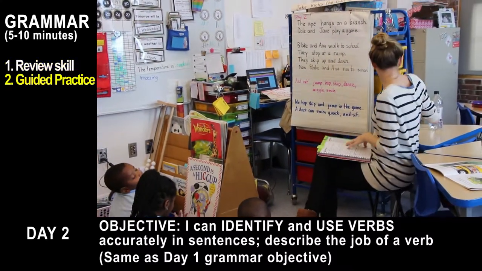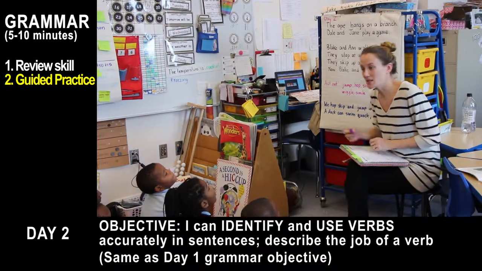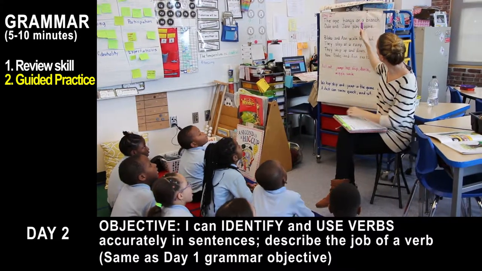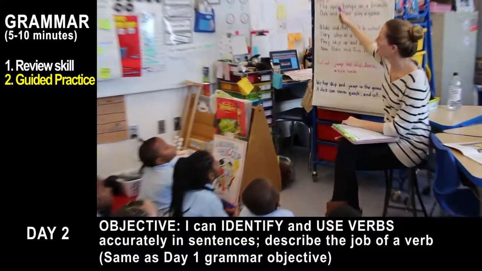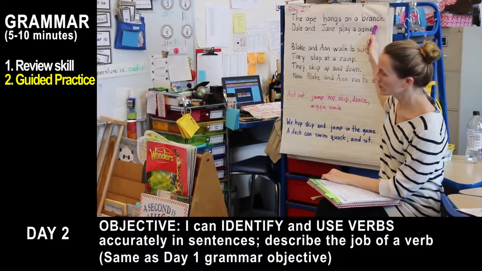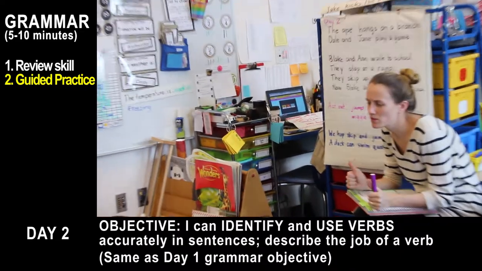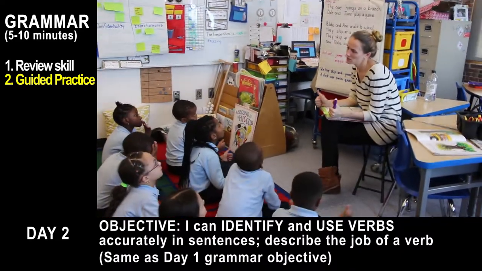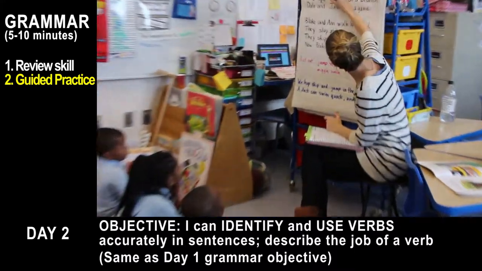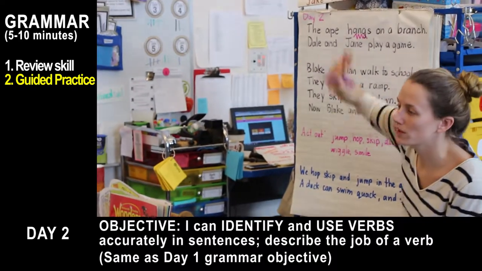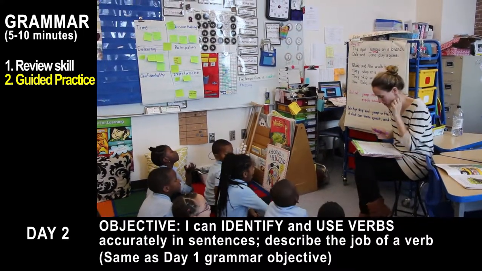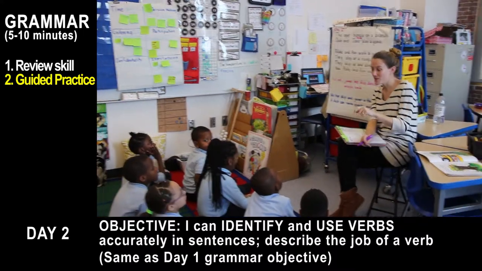Can we read this sentence together, please? The ape hangs on a branch. Let's check this word. Thumbs up if you know the action word. When you hear the snap, I want to hear the action word. Hangs. How do we know that word is an action word or verb? How do we know? Remy? Because hangs is something that you do. It's something that you do.